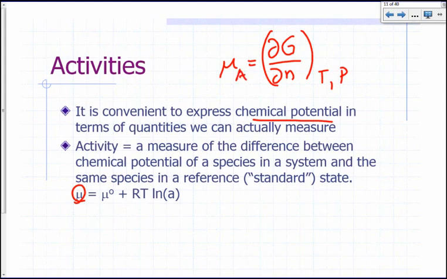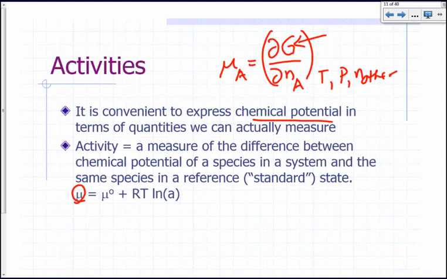would be the partial derivative of G with respect to moles of A at constant temperature and pressure, and you also have to hold the number of moles of the other components of your mixture constant in that partial derivative. Now, unfortunately, there is no absolute scale for Gibbs energy. But fortunately, we're only interested in changes in chemical potential. And since we're only interested in changes, it's more convenient to express the chemical potential in terms of quantities that we can actually measure in the lab.